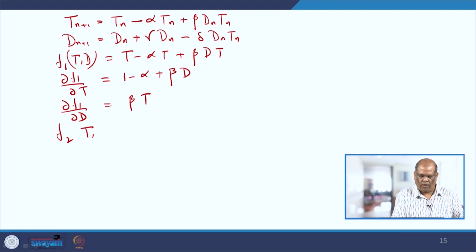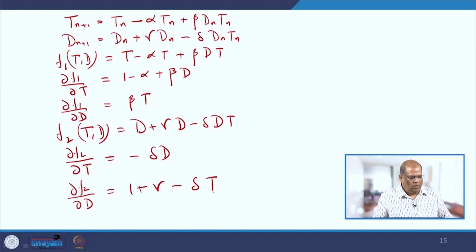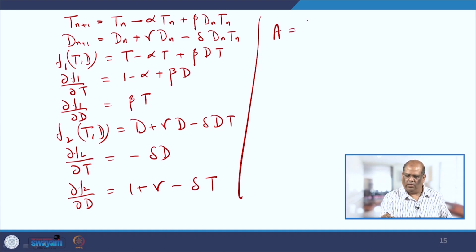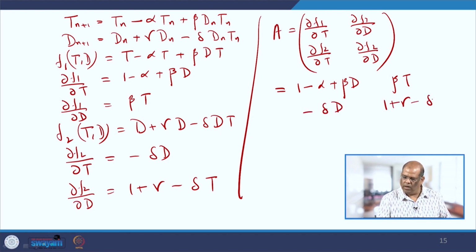And I put F2 T D is equal to D plus gamma D minus delta D T. So del F2 del T will be minus delta D, and del F2 del D is 1 plus gamma minus delta T. So the matrix A is del F1 del T, del F1 del D, del F2 del T, and del F2 del D. So this is 1 minus alpha plus beta D, this is beta T, this is minus delta D, and 1 plus gamma minus delta T, at the point T star, D star.